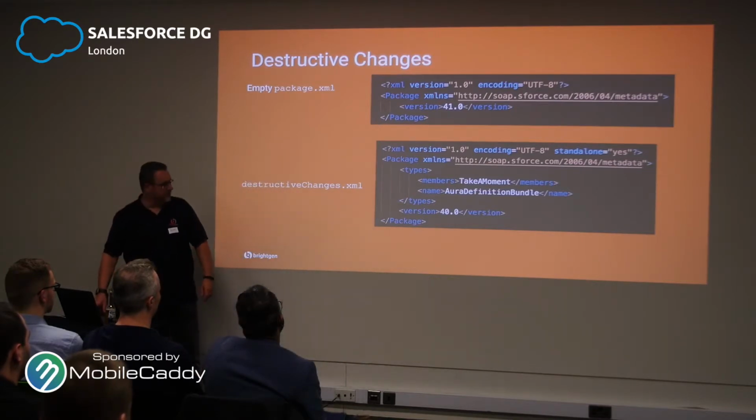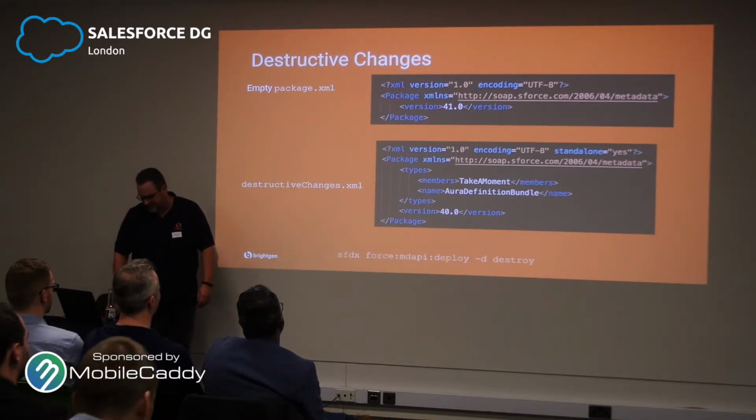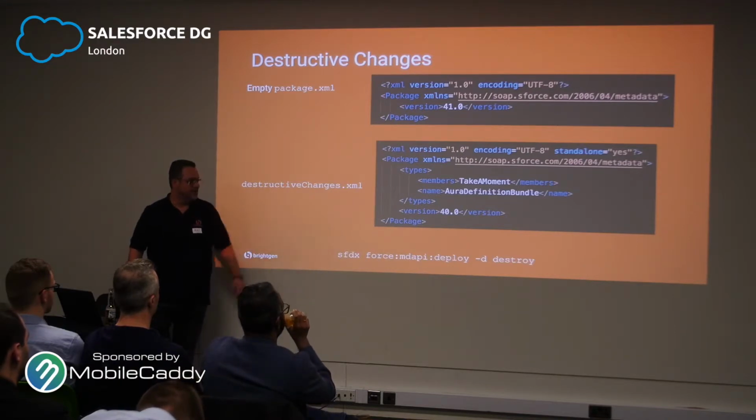In terms of, sometimes you find that you can't actually do it all in a single file for whatever reason, even though you should be able to. Kind of weird dependencies hang around and you have to do it across multiple files. Best just to suck that up, I find, rather than trying to rail against it and find another way around it. And then you'd execute that command, force mdapi deploy -d destroy.